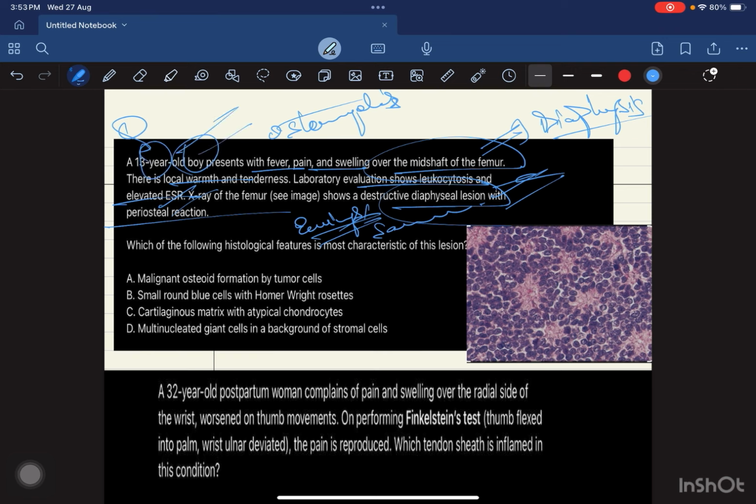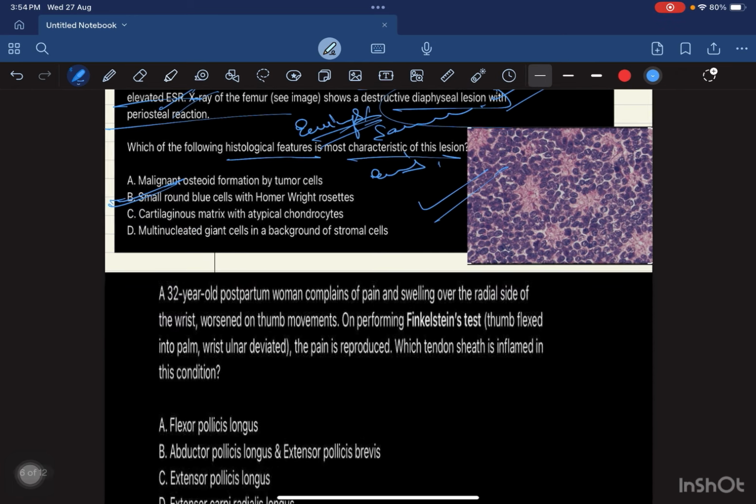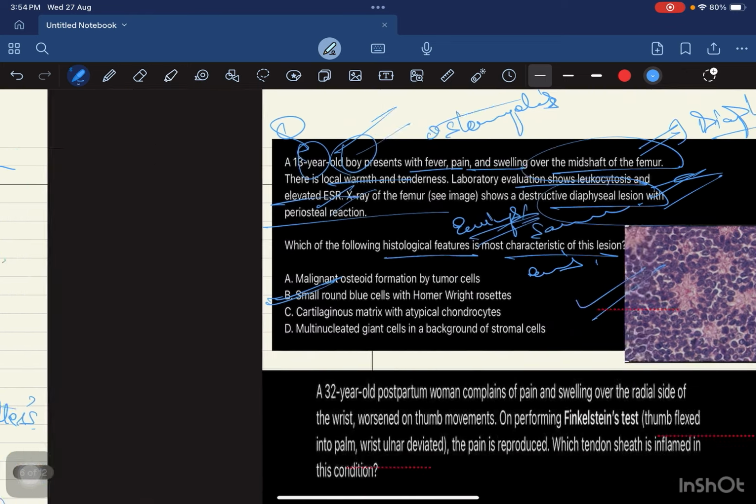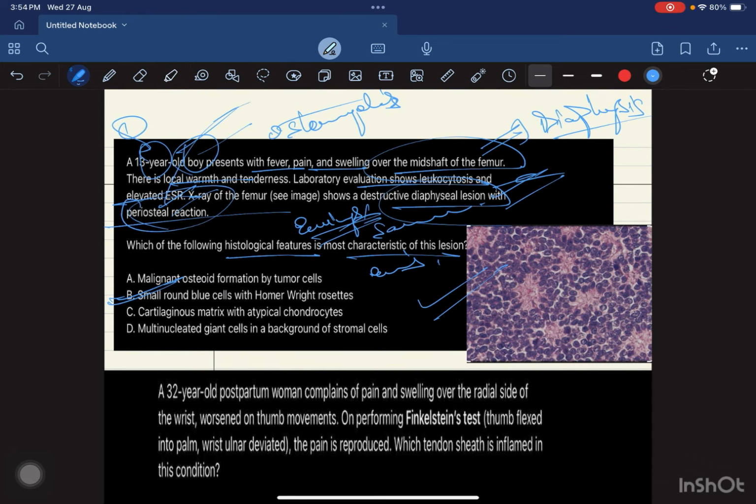Now, from the histological image, we can see that the histological characteristic of Ewing sarcoma is small round blue cells with Homer Wright rosettes. So this image has been given as a clue to you. This won't be given in the exam. So we have given it as a clue. The periosteal reaction for Ewing sarcoma is onion peel like. Onion peel periosteal reaction.